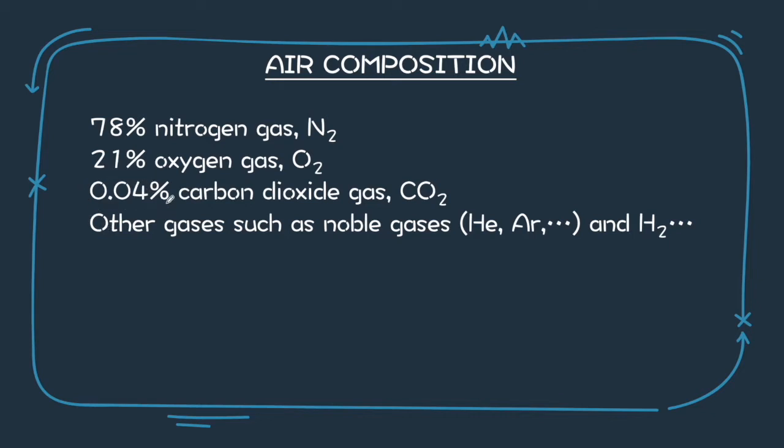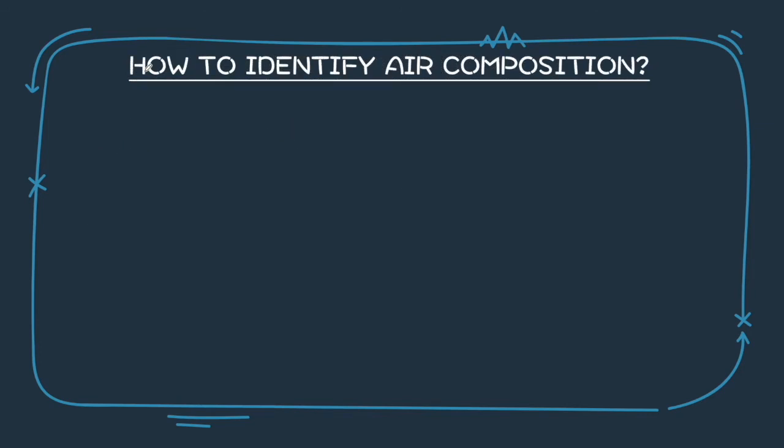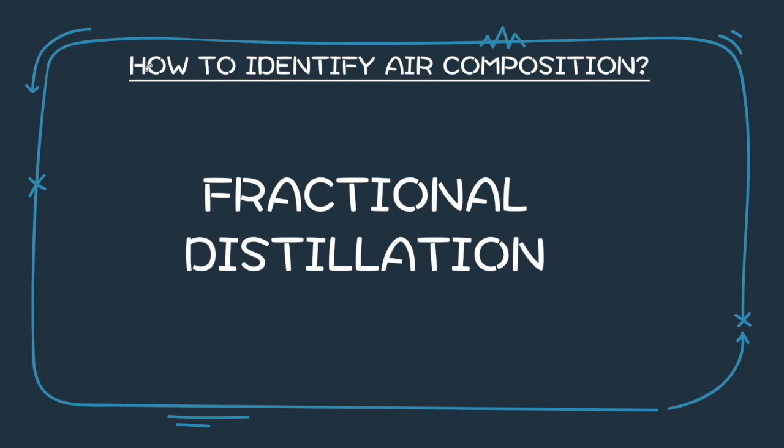Because some of the questions might ask you to compare the difference between air composition in a specific planet versus Earth. How exactly did we manage to identify air composition to know that we have 78% of nitrogen gas? We have to use this thing called fractional distillation, which you will learn in the next chapter.